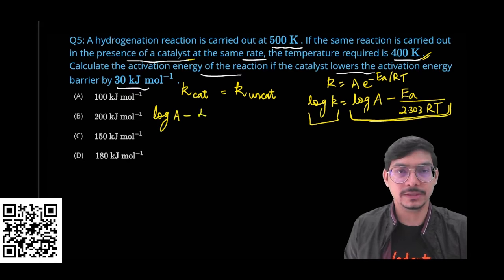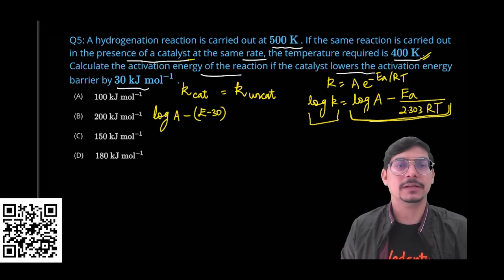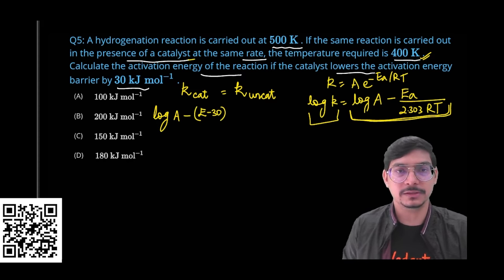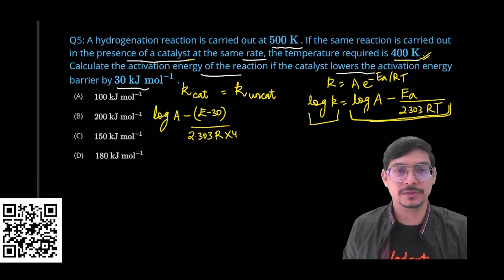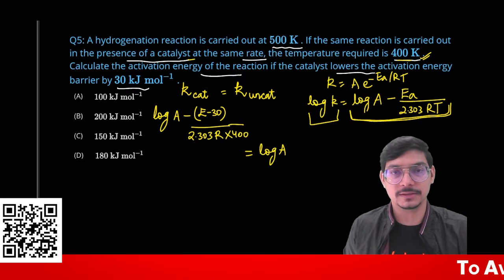So we can write E minus 30, right? If E is the activation energy of the reaction originally, the activation energy in the presence of catalyst would be E minus 30. So this would be divided by 2.303 R. And what is the temperature? When the reaction was being catalyzed, the temperature of the reaction required was 400 Kelvin. So this was 400. This is equal to log A, which is cancelling out here.